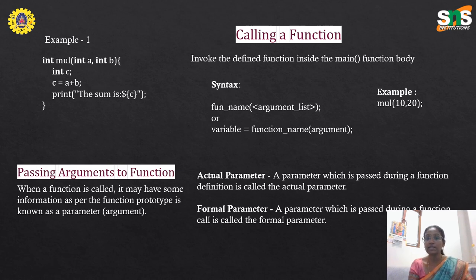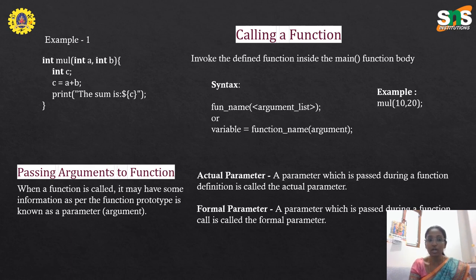Okay, and next is calling of functions. Calling a function is invoking it through the main function body, with the variable name, then the argument list: the variable equals the function name with the appropriate arguments. For example, mul is the function name, and 10, 20 is the argument list.